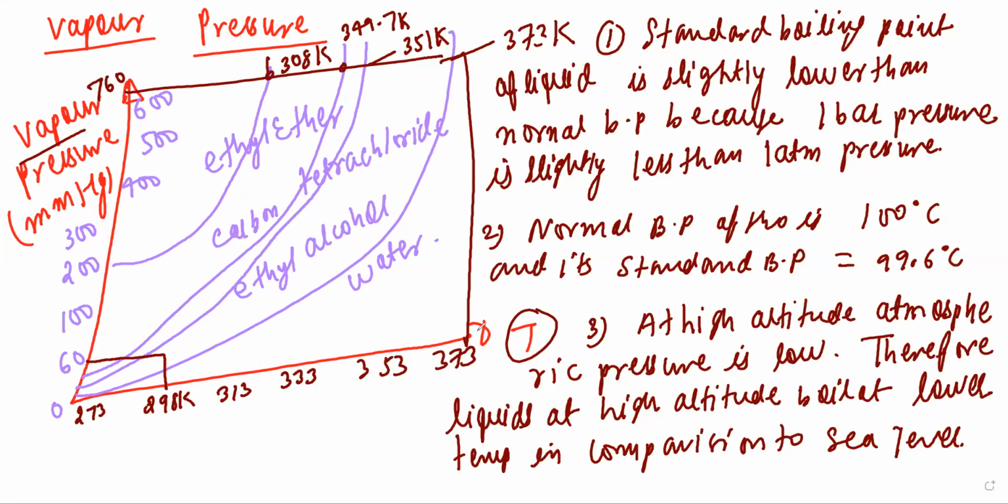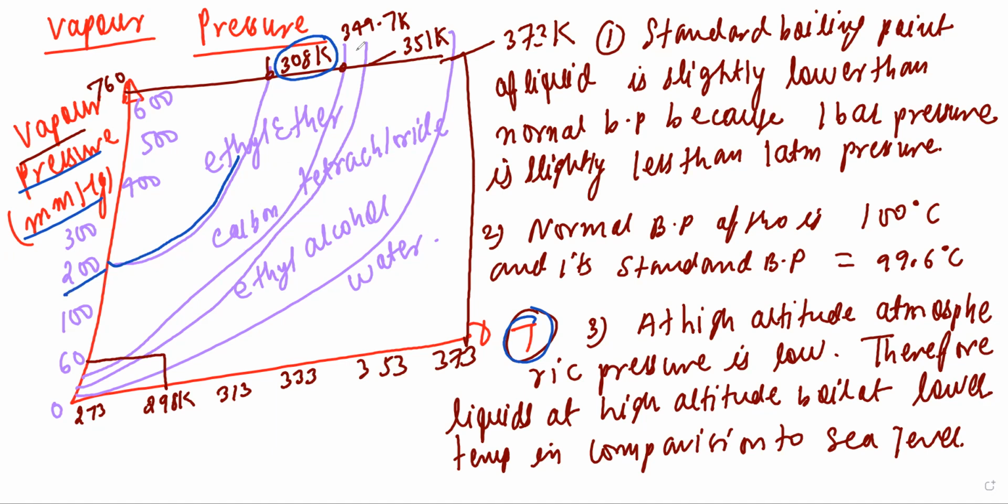Right, we have drawn the diagram between pressure and temperature. So you can see the boiling points of different compounds we have drawn. This is for ethyl alcohol. So it boils at a lower temperature, right? And the pressure should be 200 mm of Hg.